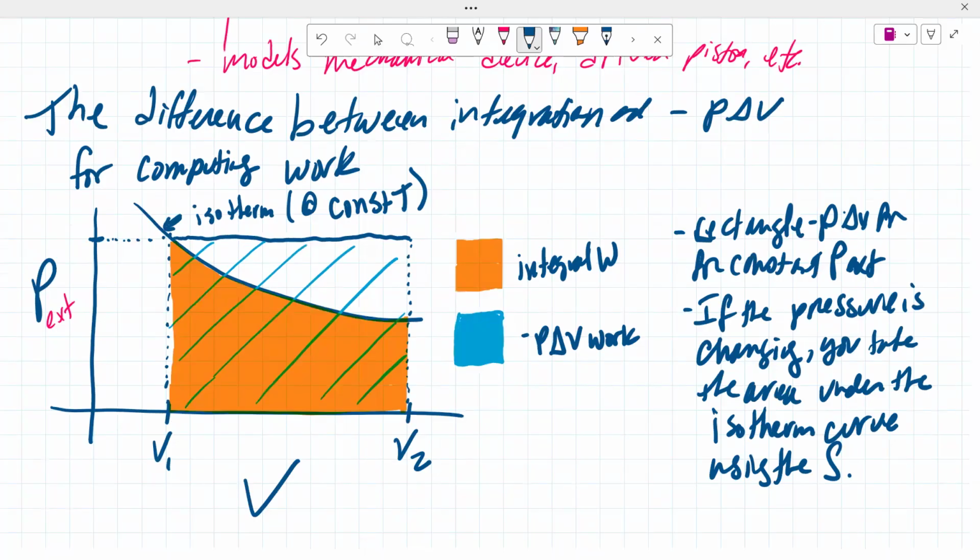So you mean the amount of work is not the same? That's exactly what I'm saying. The amount of work is not the same. Work is not a state function, and what we mean by it not being a state function is it depends how you do it.